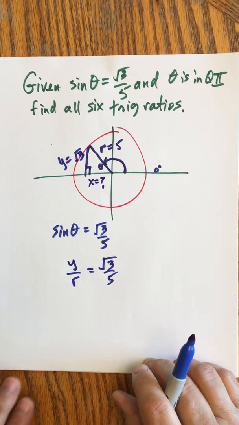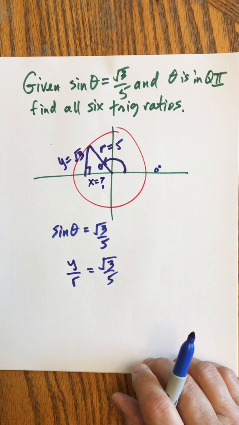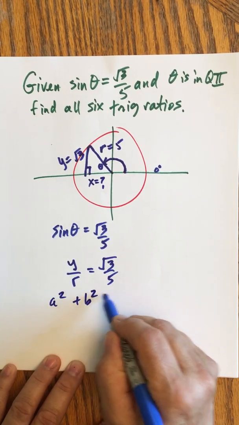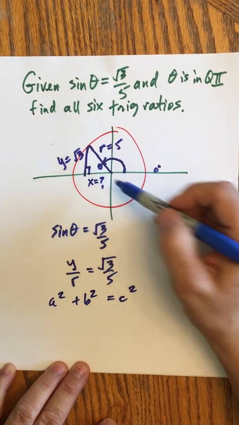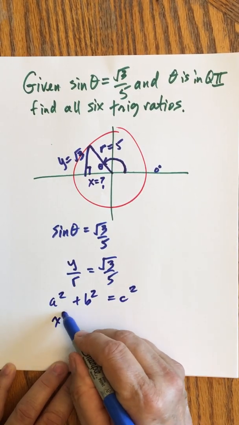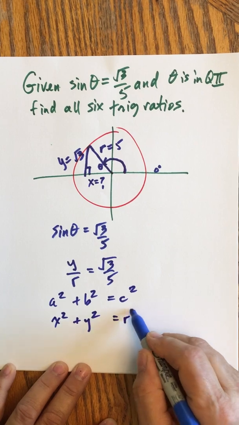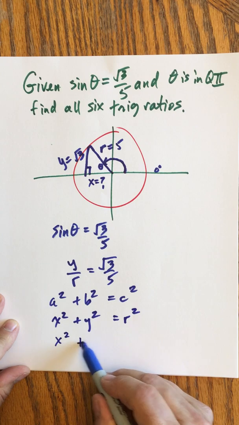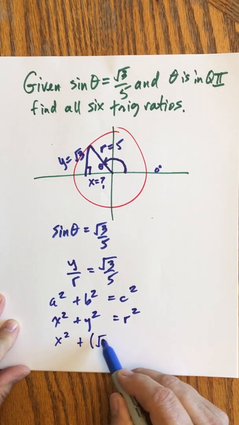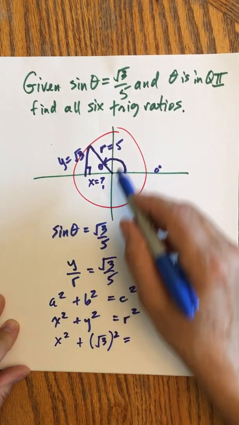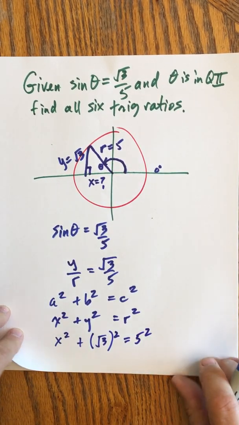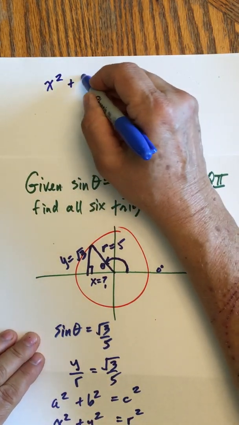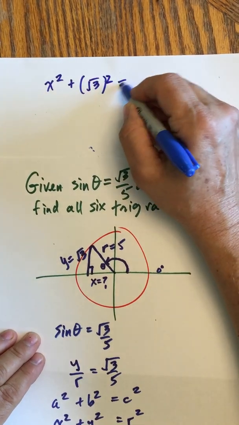But this is a right triangle, so if you check out one of the videos, there's a proof for the Pythagorean theorem, but we know that a squared plus b squared equals c squared, where c is always the hypotenuse or the radius. In our case, we're going to say x squared plus y squared equals r squared. We don't know x, so we'll just leave it as x squared. The y is square root 3, so we have square root 3 squared, equal to r, 5 squared. Now, let's drop this to the next page. I'm just going to rewrite it: x squared plus the square root of 3 squared equals 5 squared.